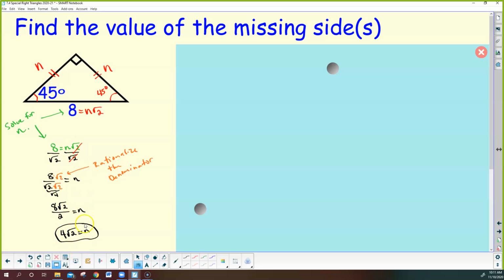So what did we do? We just found n. Well, what was n? N was the length of the other two sides. So now I know that this side length is 4 square root of 2, and this side length is 4 square root of 2. And we automatically knew the hypotenuse was 8. So now I know all 3 sides, and I know all 3 angles of this triangle.